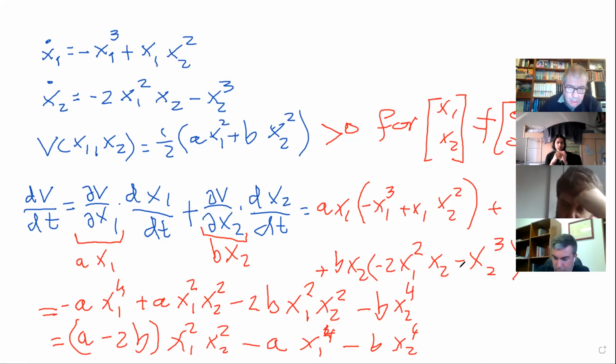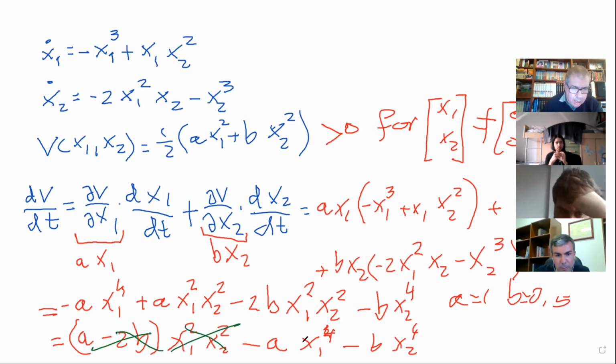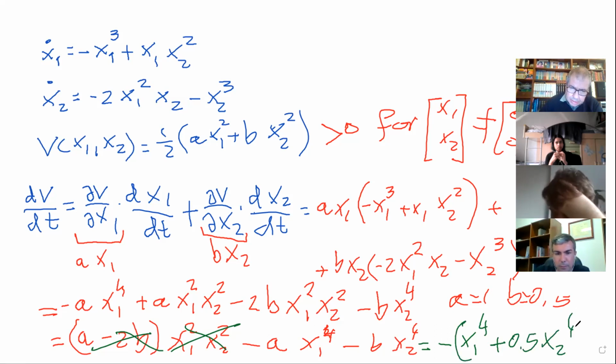So one possible choice is what? A equal to 1 and B equal to 0.5. And then what happens? The first term disappears, and this becomes minus x1 to the fourth plus 0.5 x2 to the fourth between parentheses. So this is a negative of an even sum of powers, and this is always, what do you think, negative. Always strictly smaller than 0.